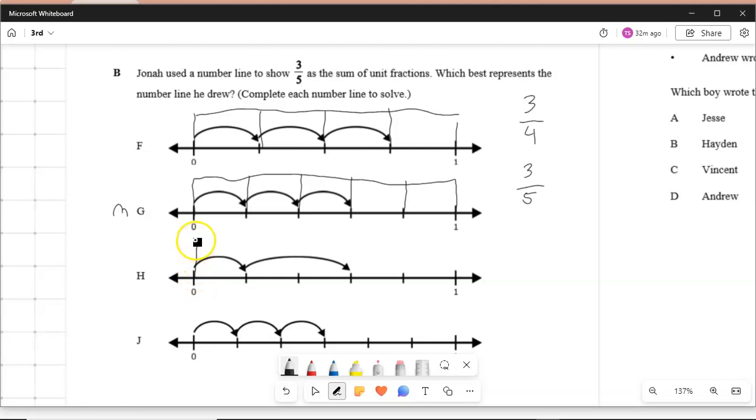H, same thing. I'm going to make my rectangle right there. I'm going to put a line up from each one of my tick marks, and I can see there's 1, 2, 3, 4, 5 equal parts.